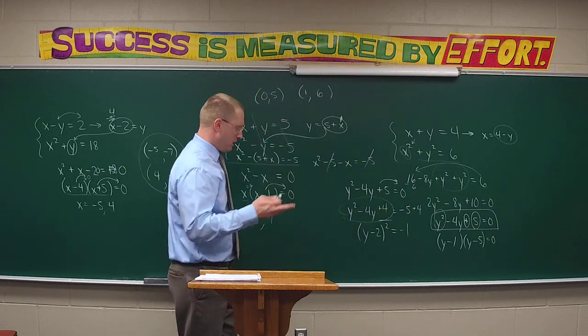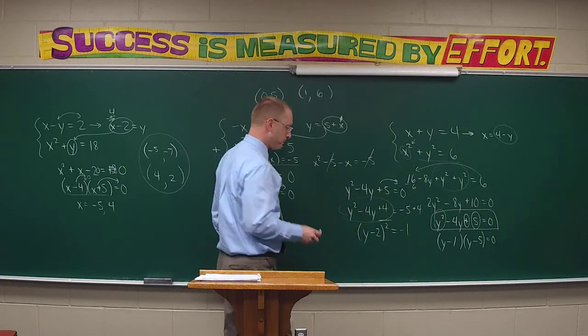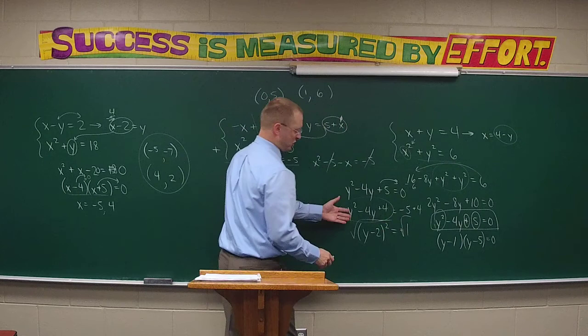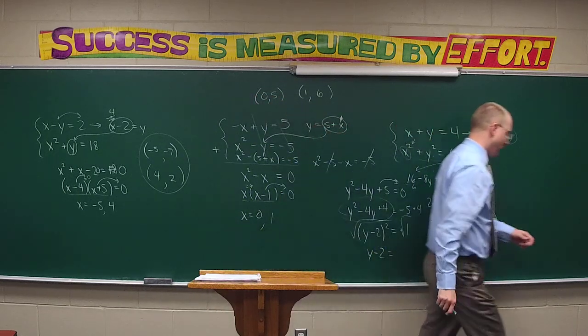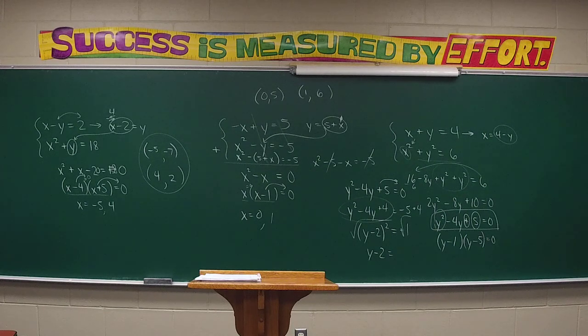What should I do next, Michael? Take the square root. Yeah, square root of both sides. Of course, the square root of (y minus 2) squared is y minus 2. And what is the square root, or rather, what are the square roots of negative 1, class?